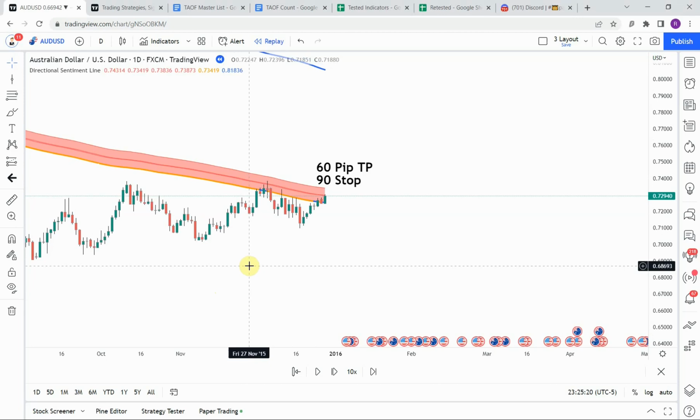Today we will be testing the directional sentiment line.